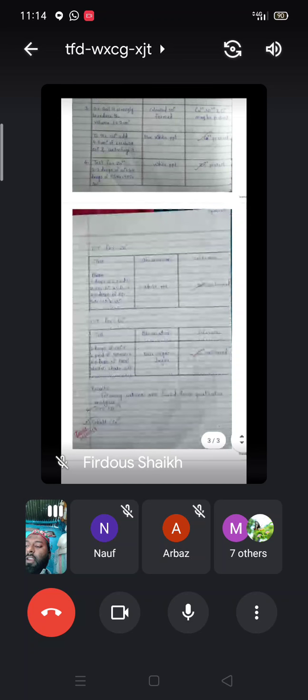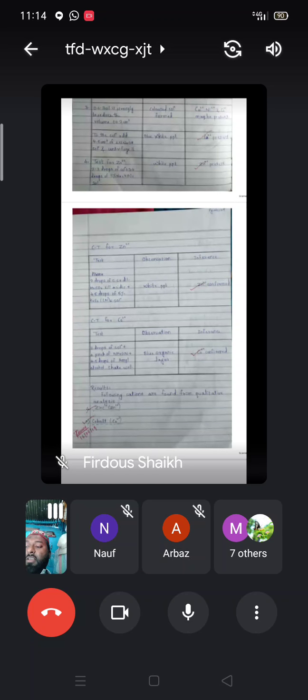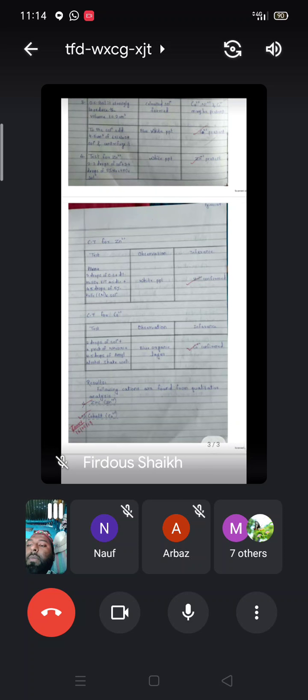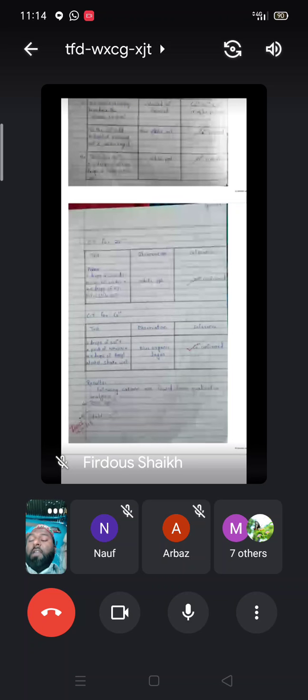Then the confirmatory tests for zinc 2+ and for cobalt we have to take. For the confirmatory test of zinc, we take 2 drops of the OS plus dilute H2SO4 till acidic, plus 4 to 5 drops of 5% potassium ferrocyanide reagent. If a white precipitate is there, then zinc 2+ is present. The confirmatory test is there, that's why it becomes confirmed.